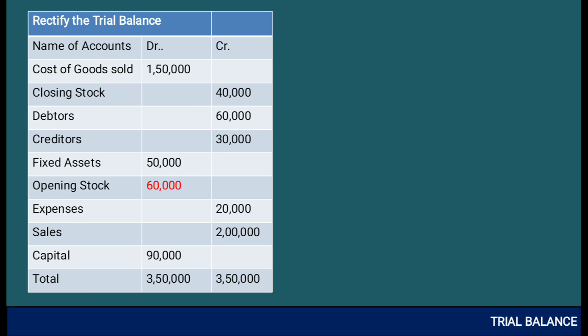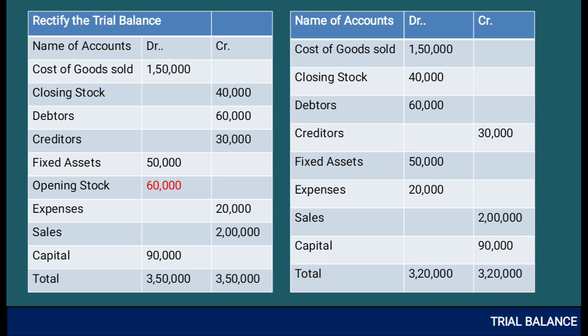So again we have to prepare it and rectify it. Cost of goods sold, that is an expense, we have to record in the debit side. Closing stock, debit side. Debtors, debit side. Creditors, credit side. Fixed assets, debit side. Expenses, debit side. Sales as an income, credit side. And of course at the last we have capital having credit balance. So here we can see that the sum of debit side is 320, and the sum of credit side is also 320. So sums of debit and credit are both equal. So everything is correct in this trial balance.